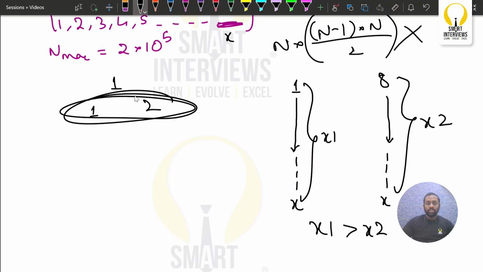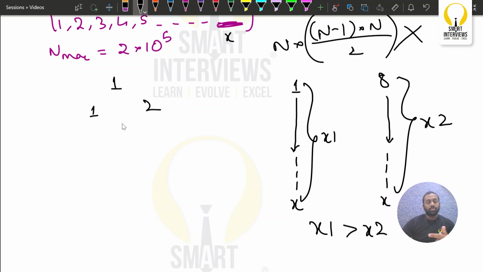Now 1 and 2 difference array, what do you think the array elements must have been to get this? 1 and 2, I can get it using 1, 2 to get 1. Then 2, I need to have 4 to get 2. Yes, right? Because only 4 minus 2 is going to be 2.